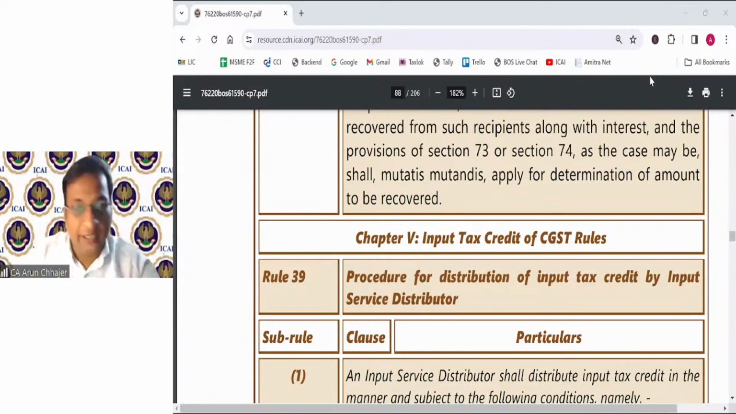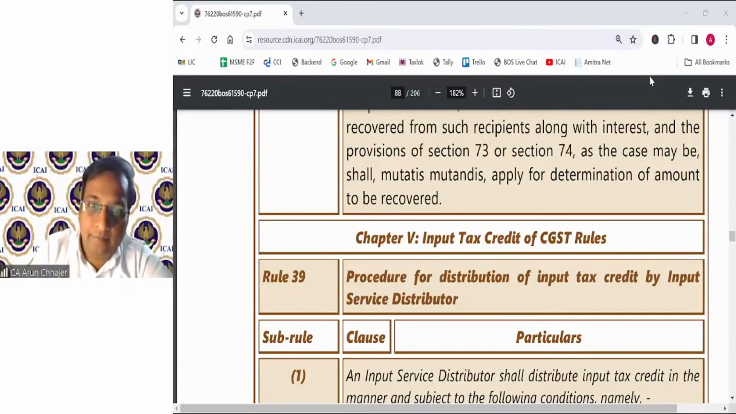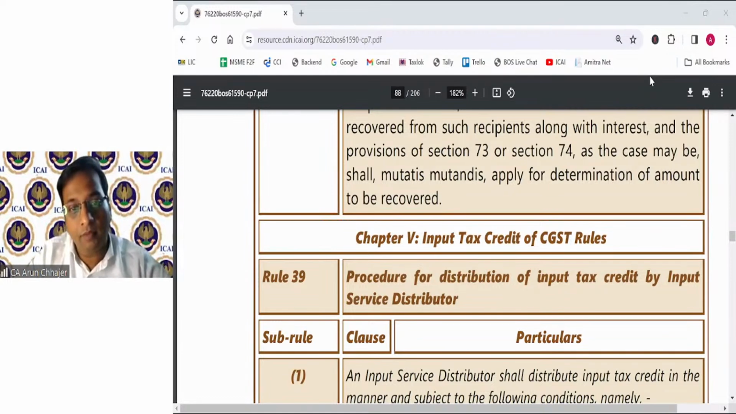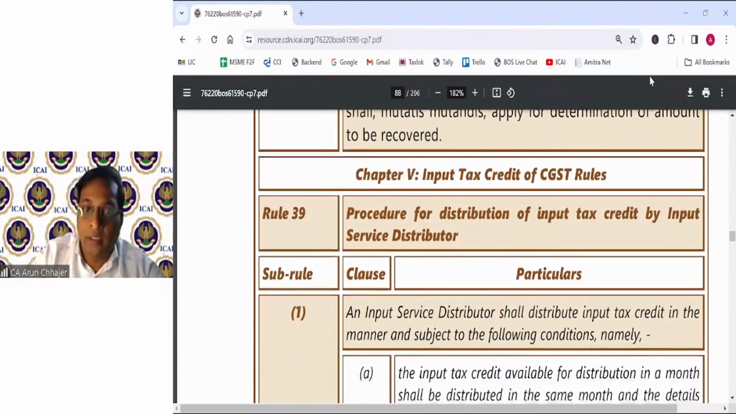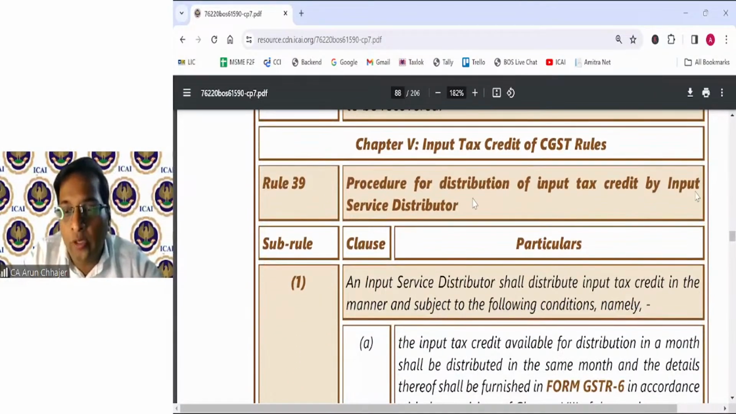Very good evening to all. Let me start rule 39. What was discussed: input tax credit, how to distribute the ITC by input service distributor. We discussed section 20, section 21, and if excess credit has been transferred, then what to do. Now we are reading rule 39.